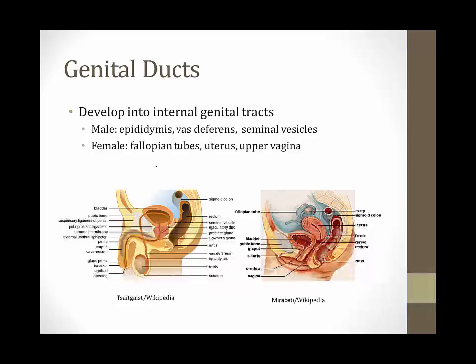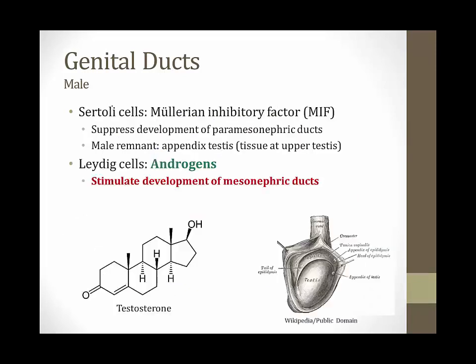So as I mentioned before, the two genital ducts will develop into the internal genital tracts. In the male, they will form the epididymis, the vas deferens, and the seminal vesicles. In the female, they will form the fallopian tubes and the uterus and the upper vagina. So let's talk about how the genital ducts develop in the male.